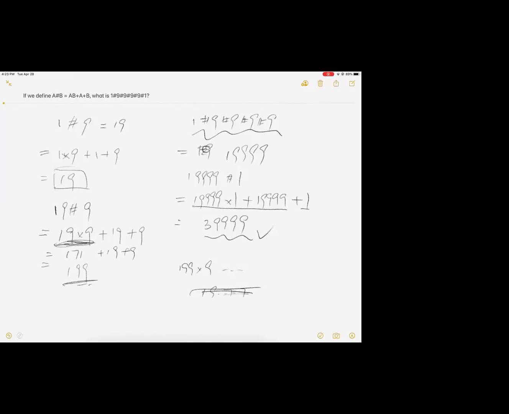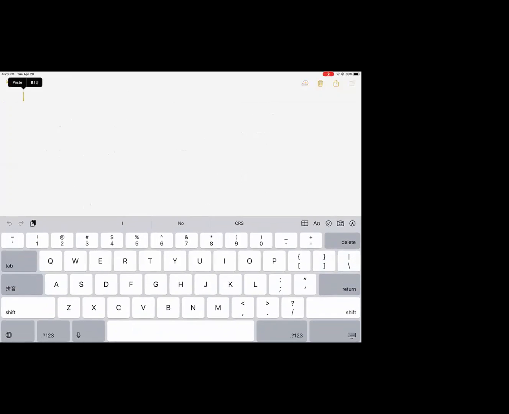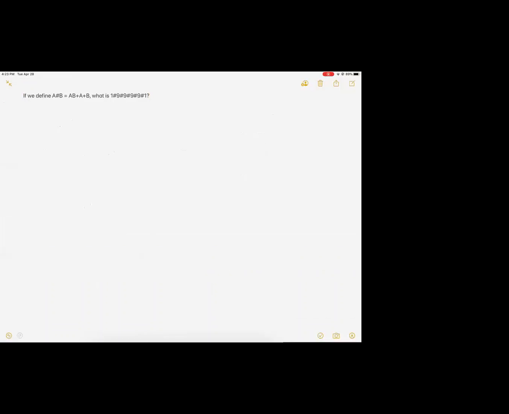So I basically just know that 1 times 9 equals 9. Hold on, let me copy. Okay, so you wrote down what? 1 times 9 equals 9. Okay. And I kind of knew that 1 sharp 9 was 19. Okay, 1 sharp 9 is 19.